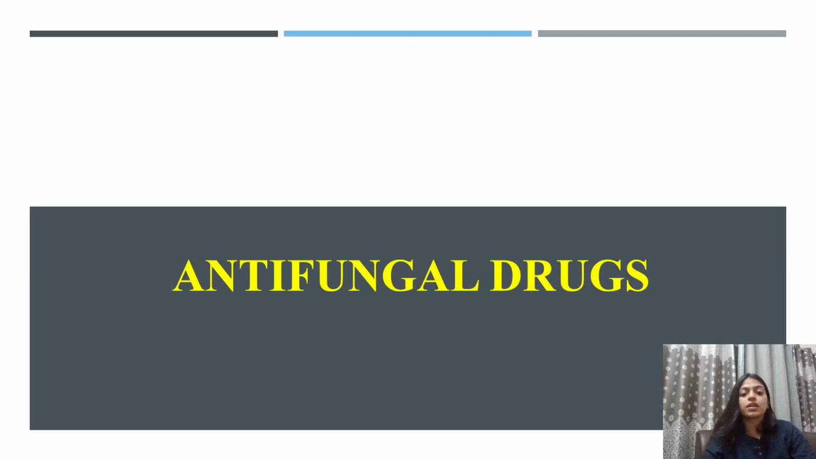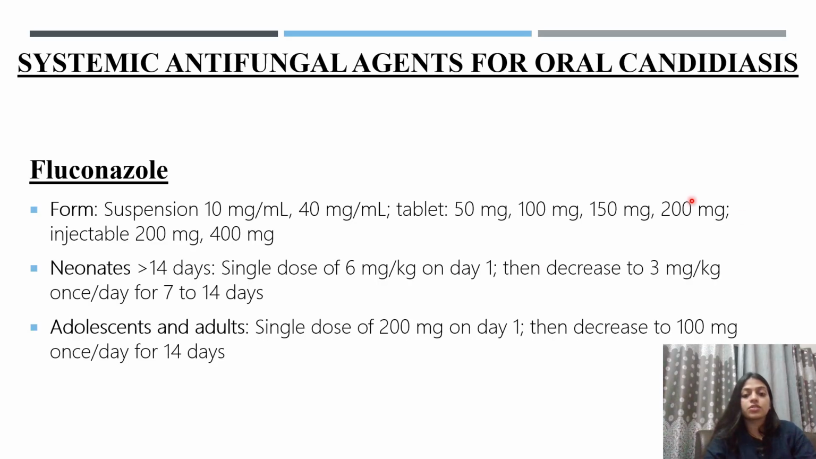Then comes antifungal drugs. So antifungal drugs, the systemic antifungal agents which are used in oral candidiasis. Fluconazole is an important one. The forms in which it is available: suspension 10 milligram per ml, 40 milligram per ml, and tablet of 50 mg, 100 mg, 150, 200, and also injectable 200 milligram and 400 milligram.